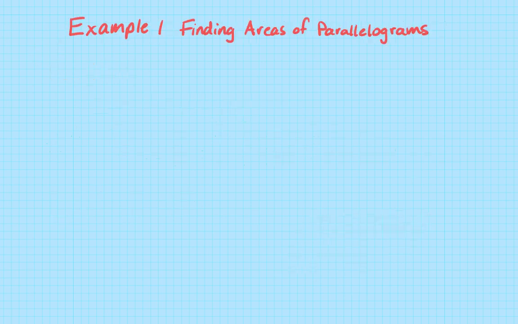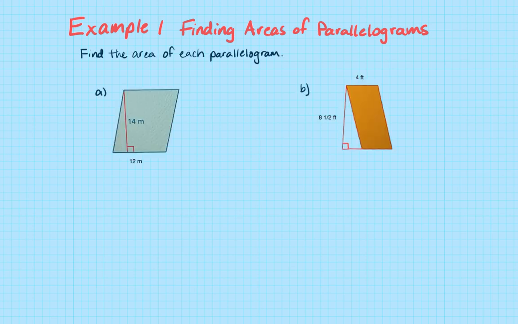Example 1 is finding areas of parallelograms. Here we have 2 practice problems. We're going to start with A. We have a parallelogram, and as you can see, you've got your line that comes down here that makes our right angle. This red line is representing 14 meters, and down here is representing 12 meters. So you'll notice that when the line of height runs and it intersects into the base, that's where we can find our base. So our base happens to be 12 meters and our height happens to be 14 meters.